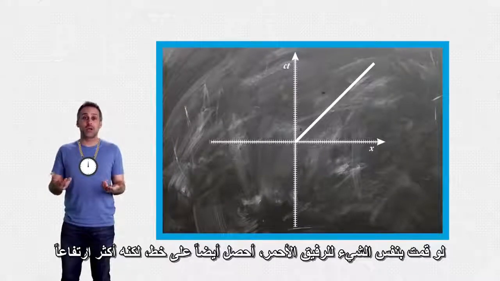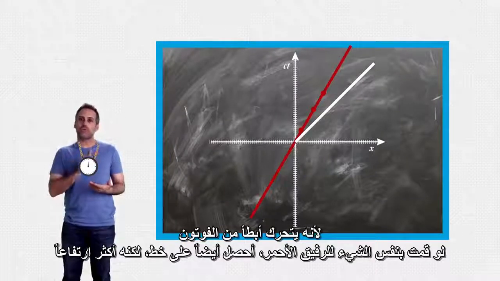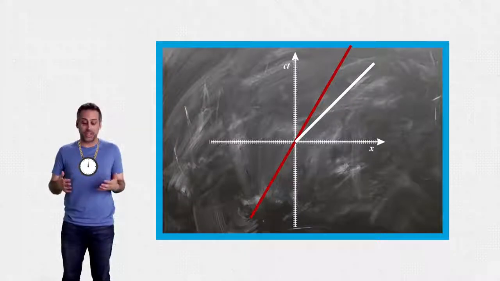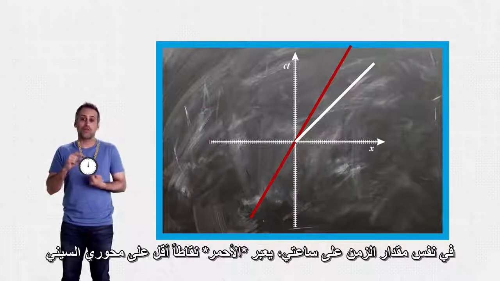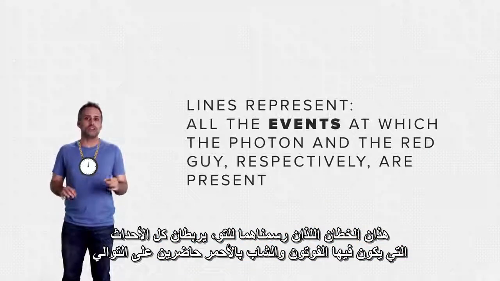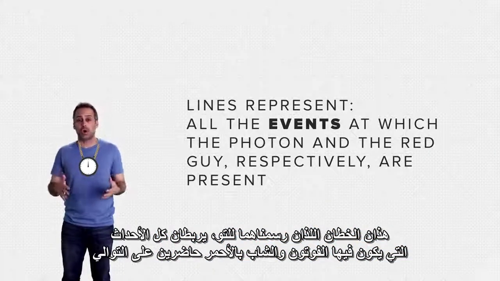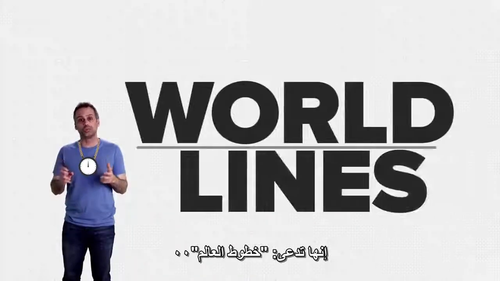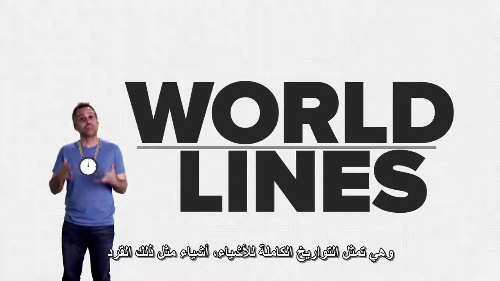If I do the same for the guy in red, I also get a line, but that one is more vertical, since he moves slower than the photon. In the same amount of time on my clock, he passes fewer marks on my x-axis. Those lines that we just drew link all the events at which the photon and the red guy respectively are present. They're called world lines, and they represent the entire histories of things.